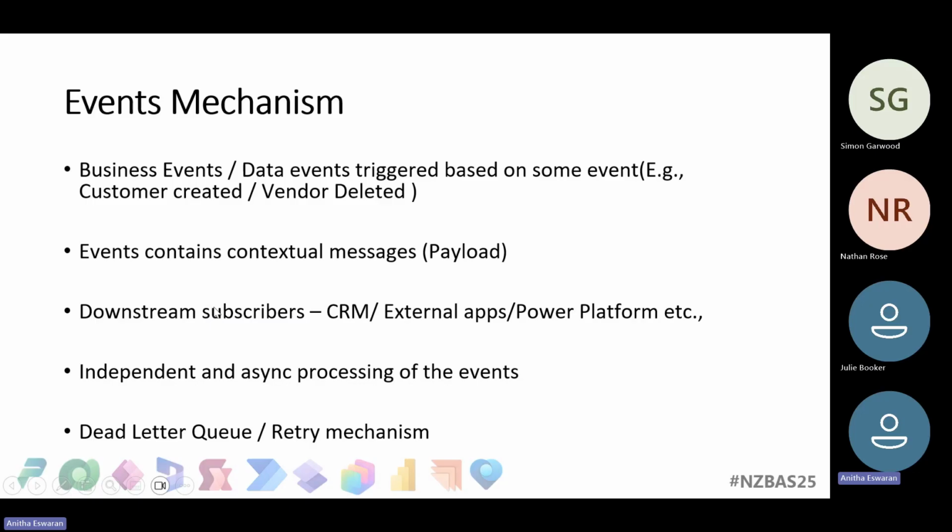In the case of business events, these are events that occur when something happens. For instance, a customer invoice is posted, a shipment is confirmed, or the packing slip for a sales order is posted. There are so many inbuilt business events. When such events happen, the mechanism is triggered. These are contextual messages, which we call a payload. Events contain the payload. For instance, these messages can have the customer invoice number or the customer number.